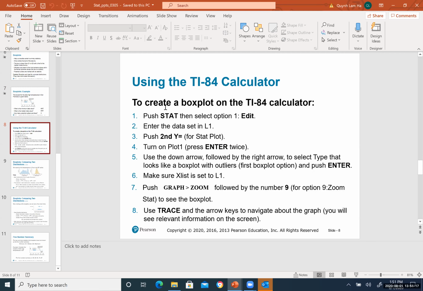You don't have to worry about the TI-84 since you're not using it in this class. You only use StatQuant, so you can ignore this. For those who are using the TI-84, you can apply this.